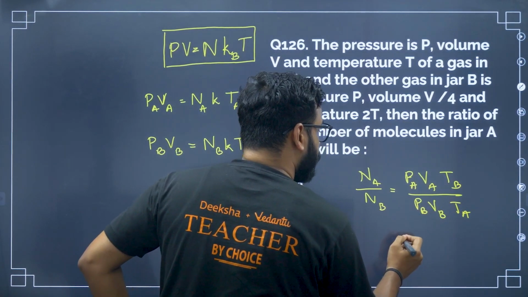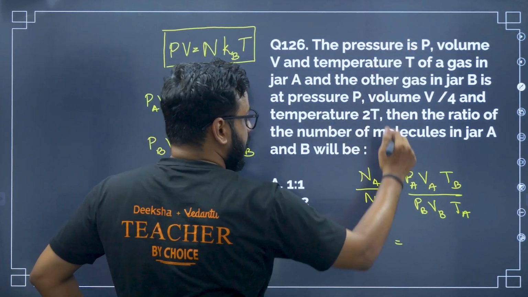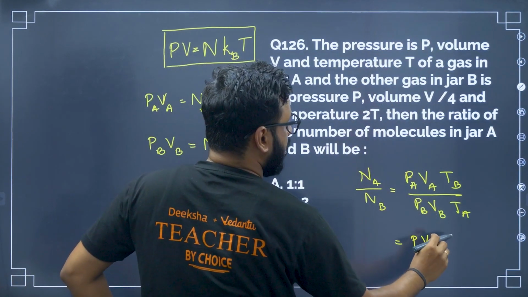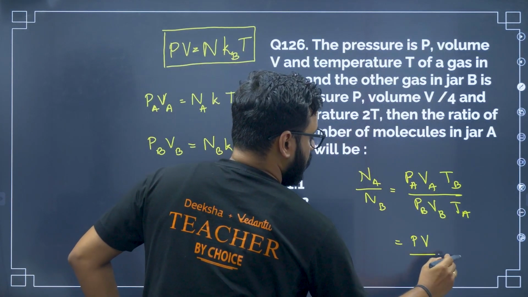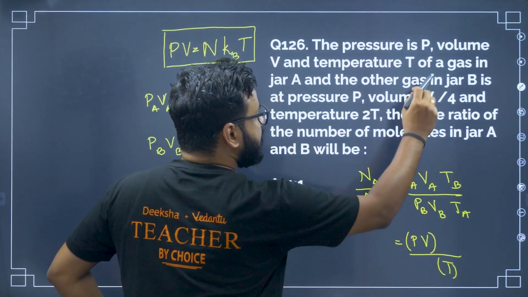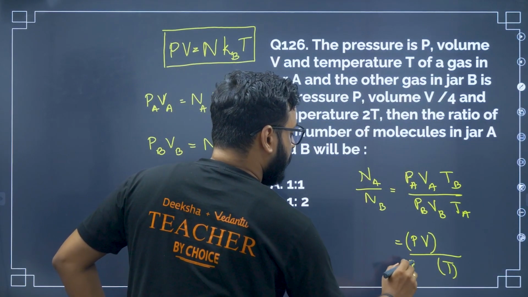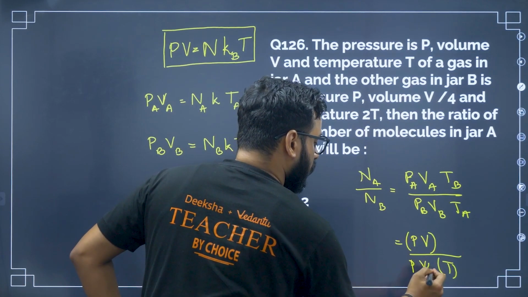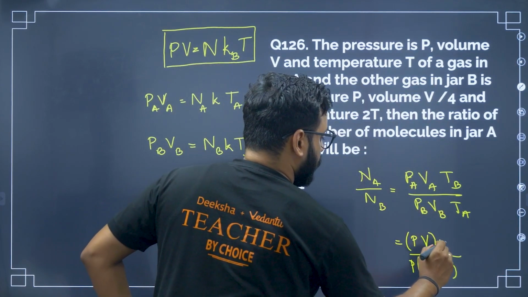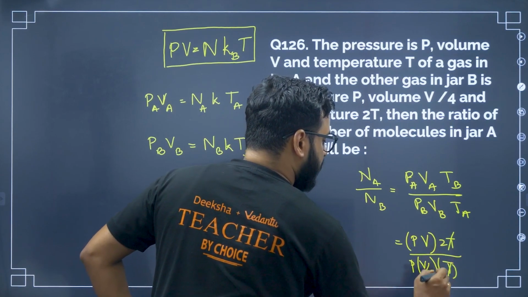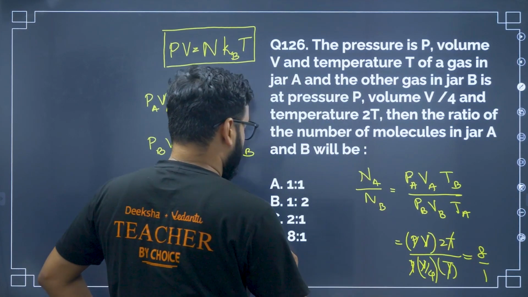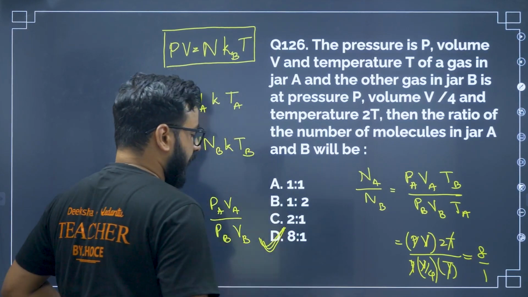Now substitute all the values. In jar A it is P, V and T, and in jar B it is P, V by 4, and 2T. Just cancel out all the common terms, P, T, V cancel, 4 goes up, 8:1. So the correct answer is option D, 8:1.